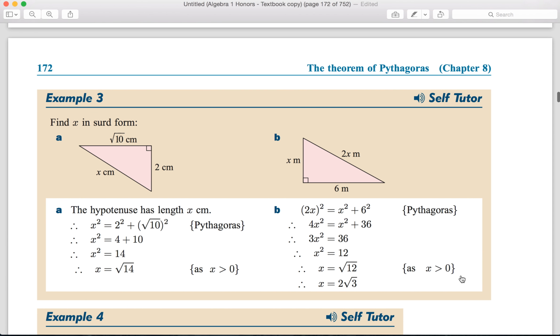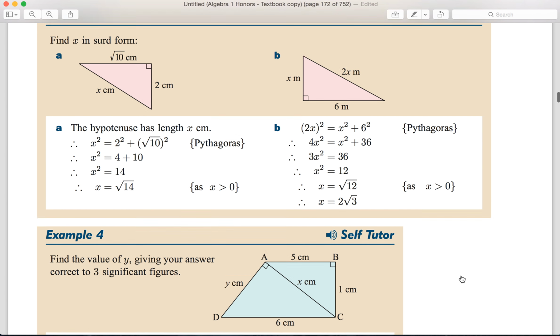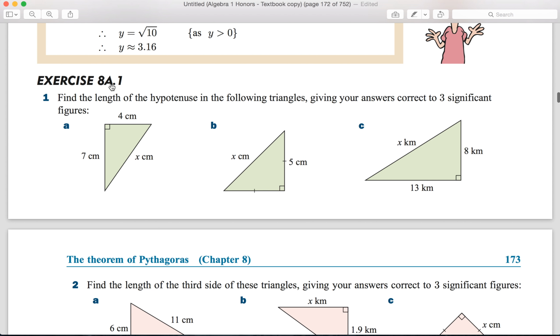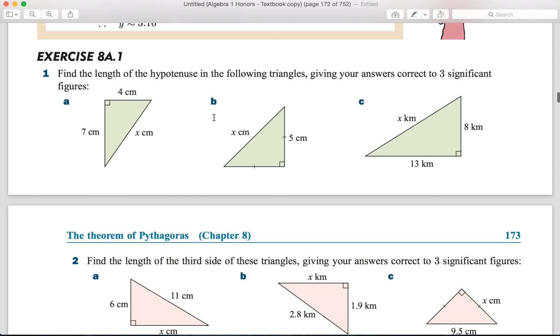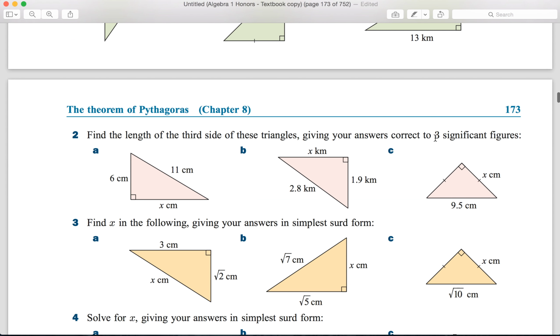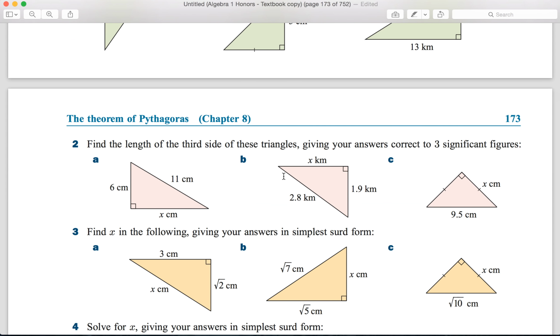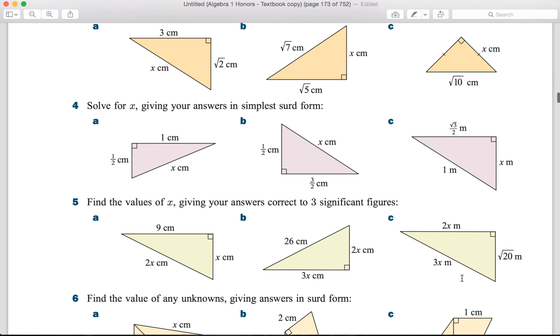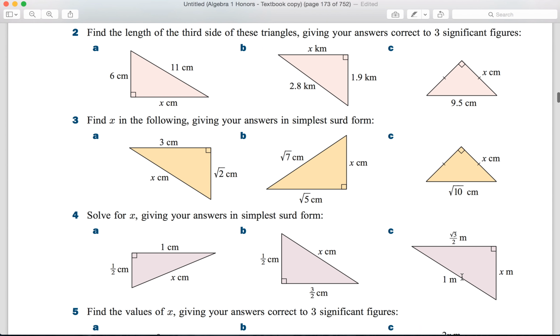Great. Now, when the video finishes, your homework assignment is to go down to exercise 8A.1, which is on page 172, going into page 173, and you're going to work on questions 1, A, B, and C, and then questions 2, A, B, and C, and questions 3, A, B, and C. I think that'll be it for now. The other ones we'll talk about a little bit later.